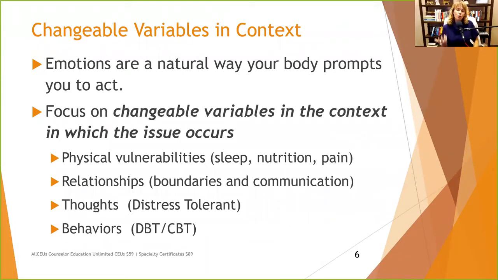Another point is that we want to look at the changeable variables in the context in which the issue occurs. Because somebody can talk about their depression. Well, this depression may occur in multiple different scenarios, in multiple different contexts. So let's look at each context and see maybe what's similar across all the contexts, or let's look at one context and say, okay, what can we do when you're at home to help you feel less depressed? What can we do in this particular context? Because just kind of throwing suggestions at someone isn't necessarily going to help.